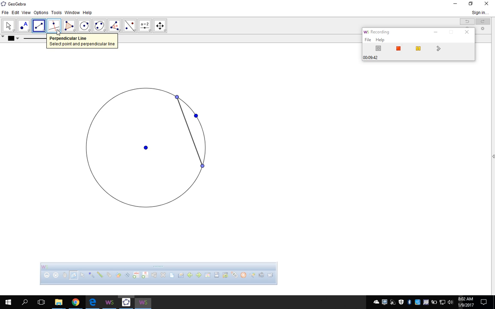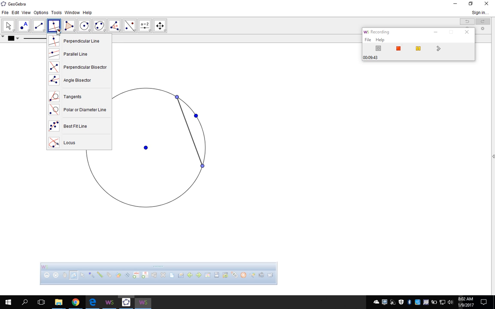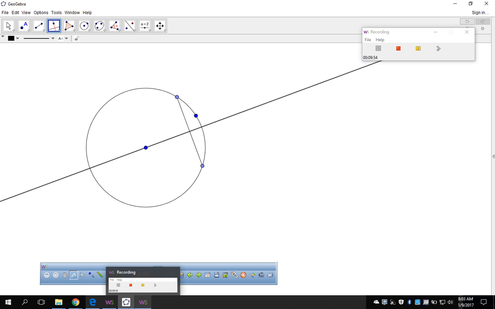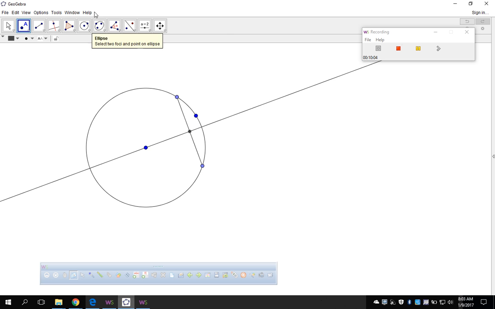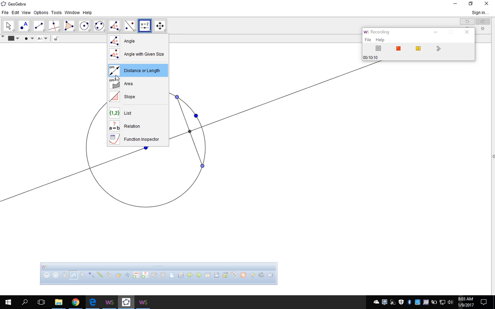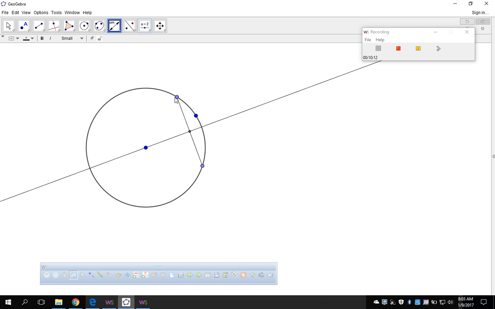So in this case, what you're going to do is make a perpendicular line from this point to this segment, like that, okay? And then I say put a point on the circle there. And then you're going to measure the distance from here to here and the distance from here to here. To measure, you use this thing. Distance or length, right? And so you could just measure from here to here, and then from here to here.